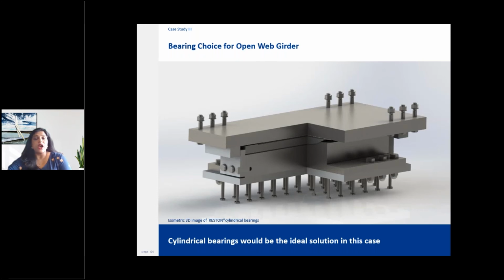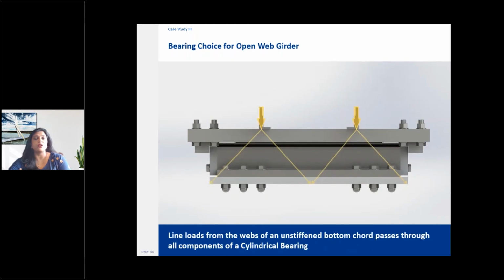Cylindrical bearings have a form factor which is similar to that of the roller rocker bearings. And when this is combined with the advantages of the high performance sliding element, which Daniel spoke about earlier, we can address the issue very effectively. The load transfer from the web at the bottom chord through the bearing components is completely supported, unlike what happens in case of the pot or even a spherical bearing.